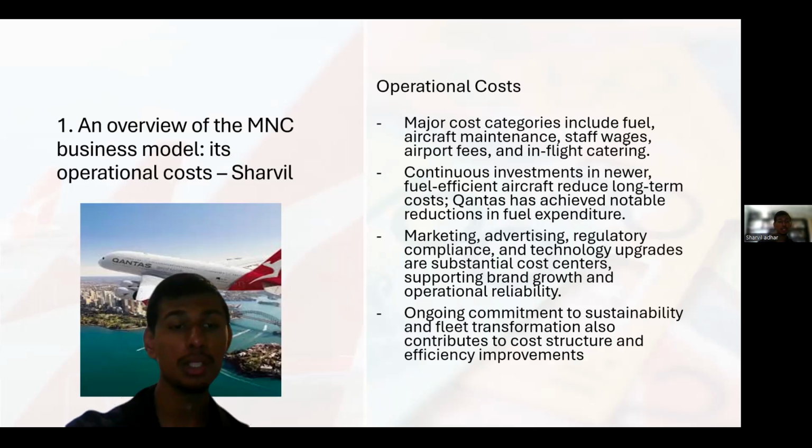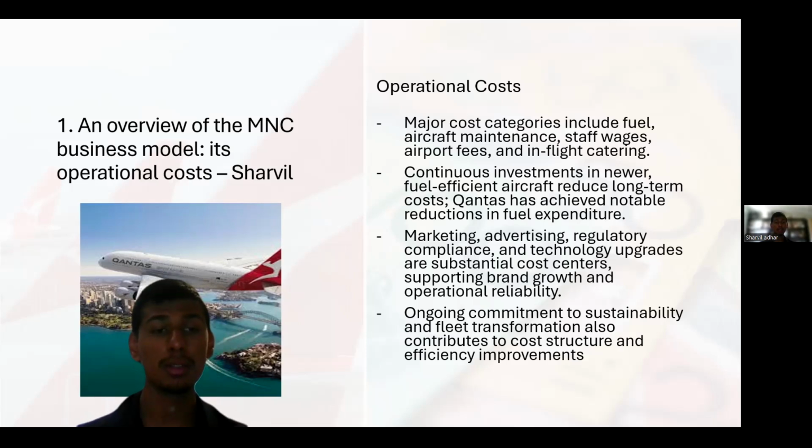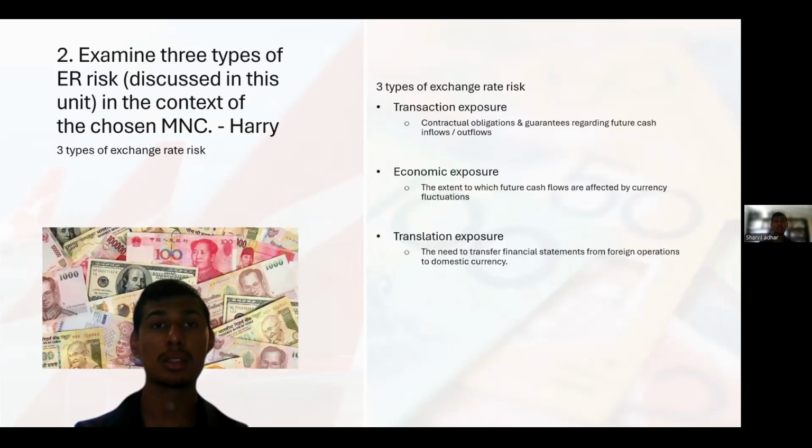Additionally, Qantas remains committed to sustaining a fleet transformation, aiming to improve efficiency and reduce emissions. These are its ongoing investments, ensuring Qantas remains competitive, innovative and well positioned for a sustainable future. Now on to Harry, who's going to talk about exchange rate risks.